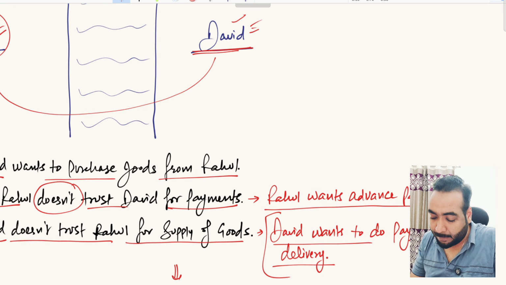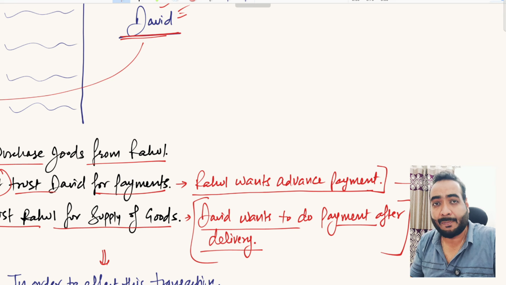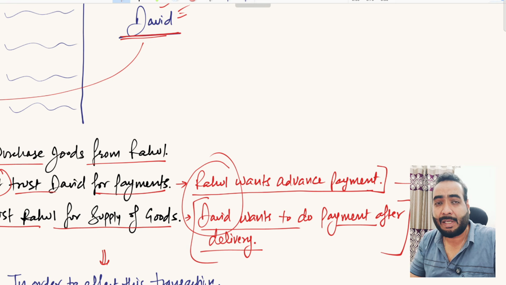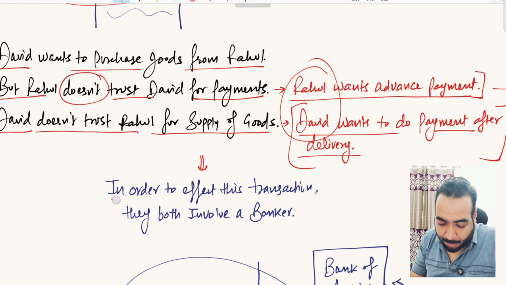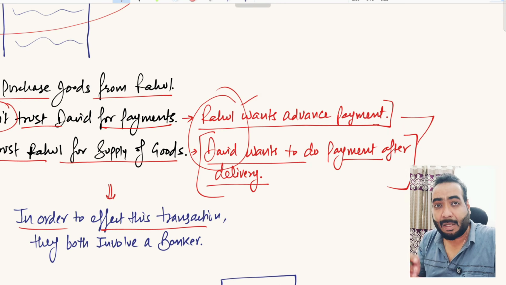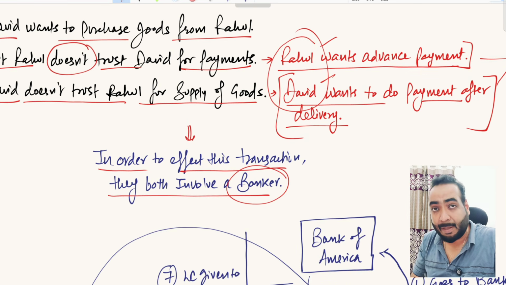So friends, if both of these parties remain stuck in this thought process, Rahul wants advance payment and David doesn't want to make advance payment, then there can be no trade between two countries. So there has to be a way out for this transaction, so that both of these parties can deal with each other without fear. Now the concept of LC steps in. In order to effect this transaction, they need a middleman, a guarantor who can guarantee Rahul the payment and guarantee David the delivery of goods. And that middleman is none other than the banker, the bank itself.